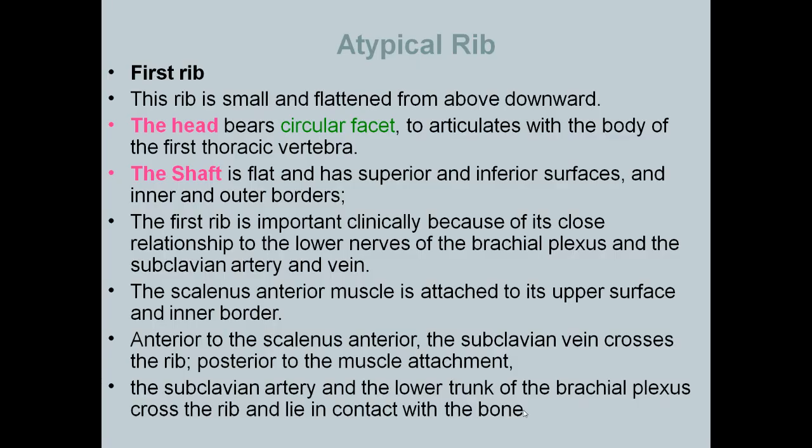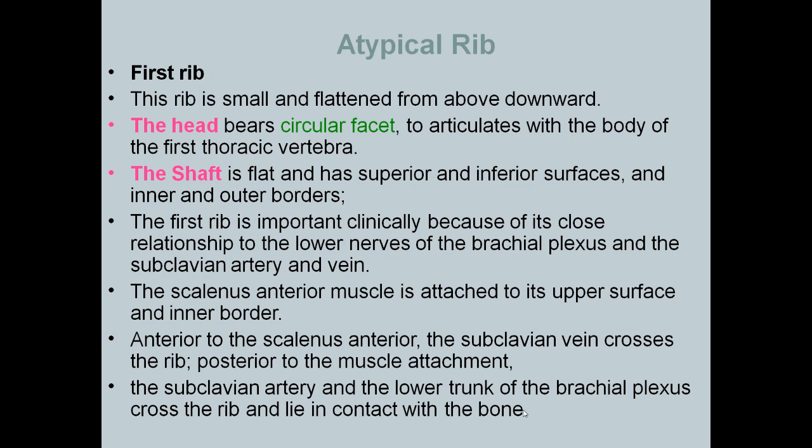Now we will see the atypical rib. The first rib is very small and flattened from above downwards. The head bears a circular facet to articulate with the body of the first thoracic vertebra. The shaft is flat and has superior and inferior surfaces and inner and outer borders.